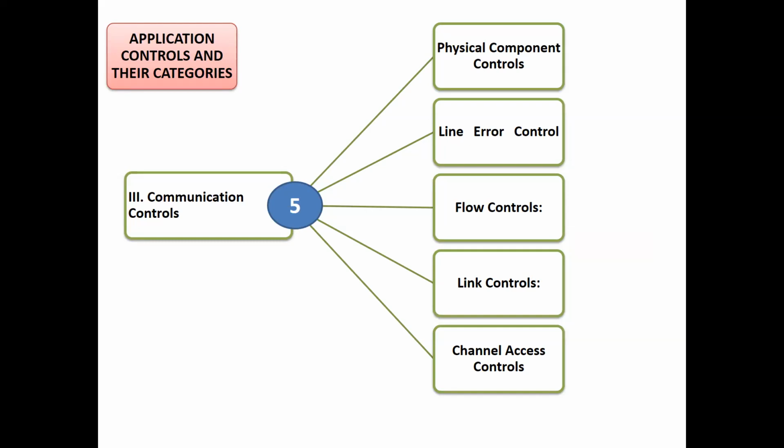Physical component control means physical access is prevented. Line error control means when the transmission is carried out, there should be no disruption, and unauthorized data should not be allowed to enter the network. Flow control means which direction, which area, which computer, which router, which network it is going to. There should be some control. Link control is between one router and another router. So there should be proper communication and authorization methodology.